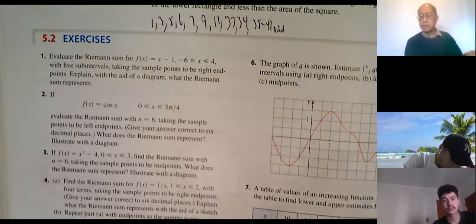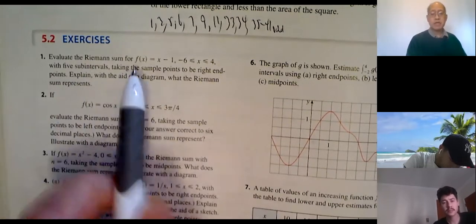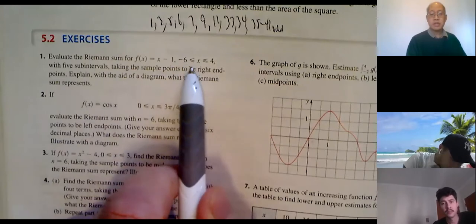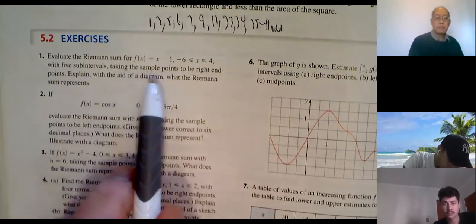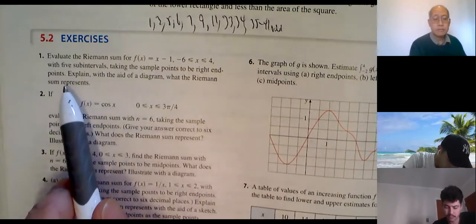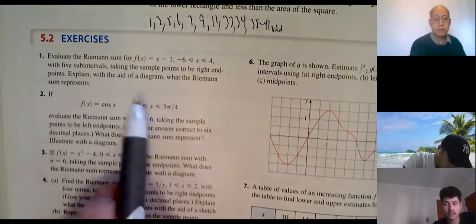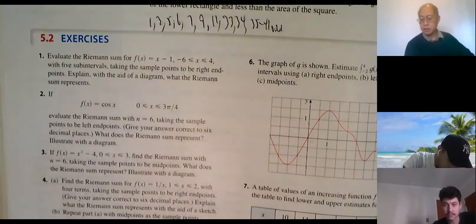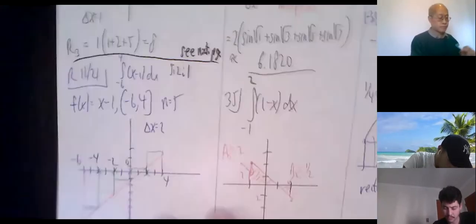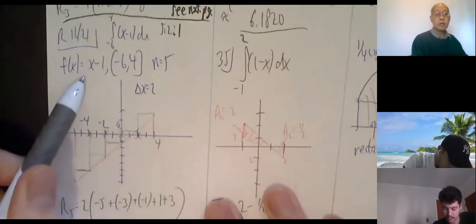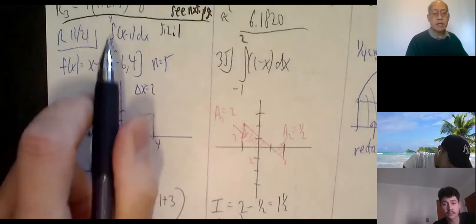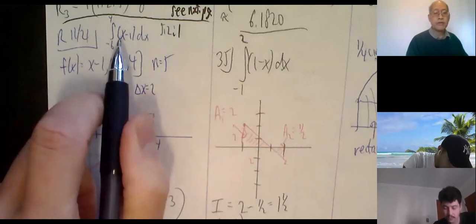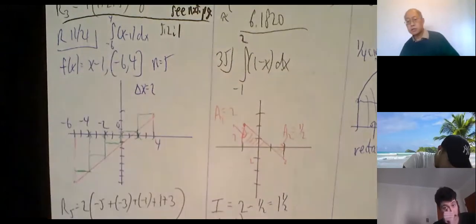Evaluate the Riemann sum. f of x is x minus 1, negative 6 less than or equal to x, less than or equal to 4, with 5 subintervals. Take sample points to be right endpoints, and explain with the aid of a diagram what the Riemann sum represents. So we're estimating the integral from negative 6 to 4 of x minus 1 dx.